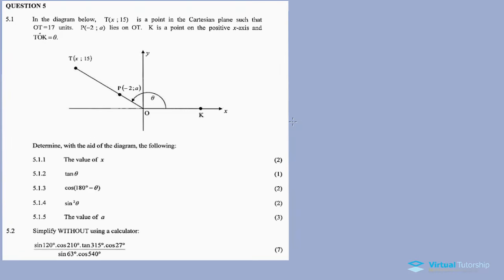Okay, now question 5. Question 5, trigonometry. It's about general solutions and simplifying. We have a sketch, a diagram.